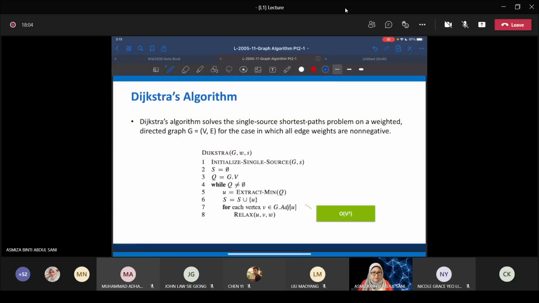Some people call it Dijkstra algorithm, some call it Dijkstra. Normally I call it Dijkstra algorithm.